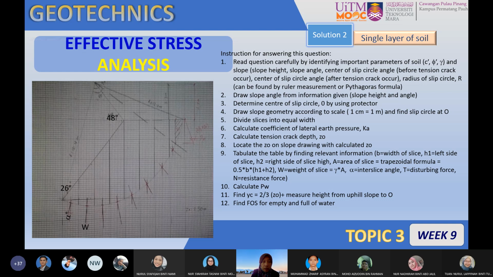After dividing into vertical slices of equal width, the next thing is to determine the locations of the W and X. Same goes for the interslice angle between W and N. The opening angle between W and N is the interslice angle. Since we have the tension crack effect, the theta will be reduced to theta C.